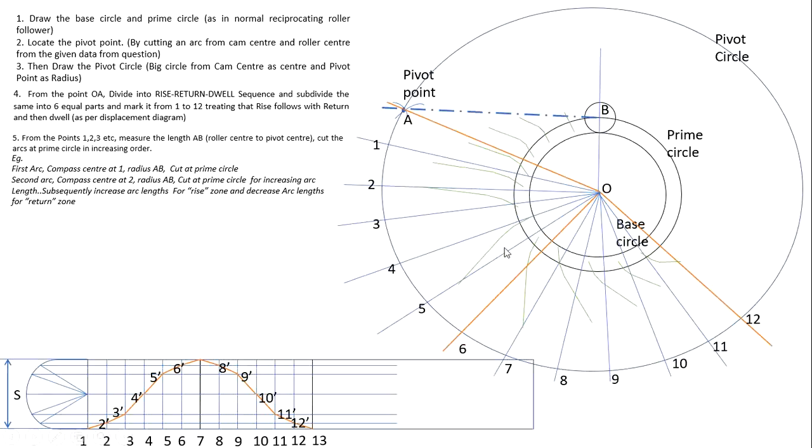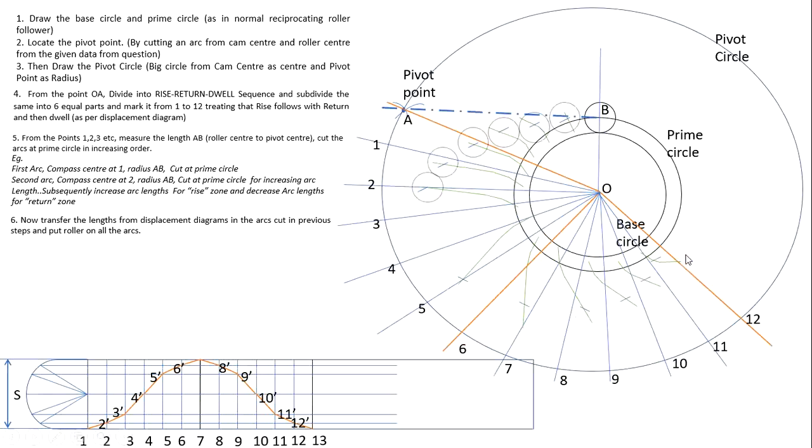Now this is the reference arc, and now this oscillates. So from now we have to transfer the displacement diagram lengths 2, 2 dash, 3, 3 dash, etc. from these points. So now we have to measure 2, 2 dash, and from this point we have to cut an arc here. Similarly for every point: 3, 3 dash, 4, 4 dash, 5, 5 dash. So from these points in the sequence we have to cut arcs here, and similarly for the return motion also.